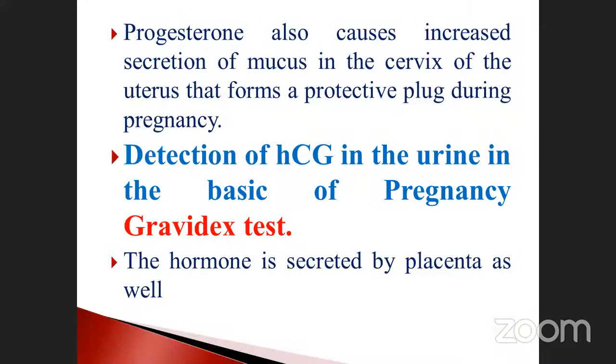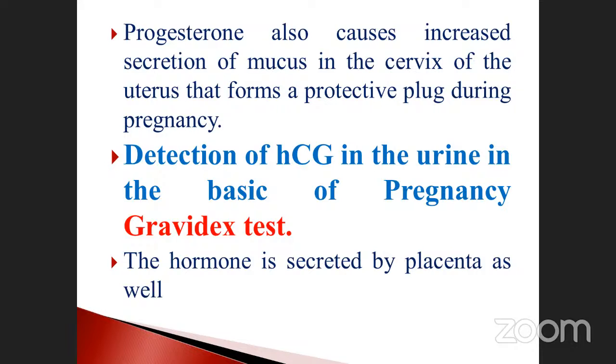Progesterone also causes increased secretion of mucus in the cervix of the uterus that forms a protective blanket during the pregnancy. This is another point. What is the main function of this mucus? It forms a protective blanket during the pregnancy, until the child comes out, so that is also very important.